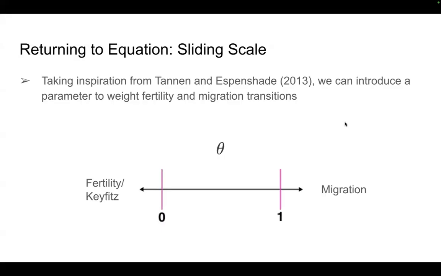What do I mean by that? We can introduce this term, we'll call it theta, and theta can range between 0 and 1. We're going to say that if theta is 0, that's just the classic Keyfitz scenario where we're changing fertility.